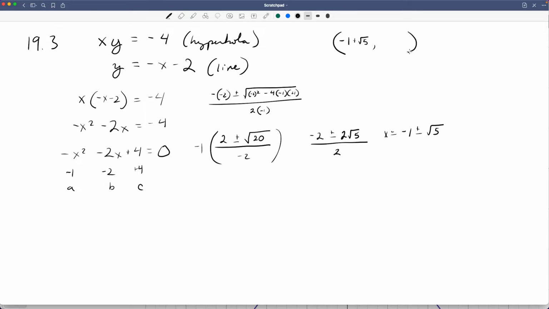All right, so the first value of x is negative 1 plus the square root of 5. And the second is negative 1 minus the square root of 5. And then we'll find our y's for both of those. And I'm just going to use this right here, y is equal to negative x minus 2, in order to find that. So y is equal to, let's use the positive first. So that would be negative, and then that would be negative 1 plus the square root of 5, minus 2. So negative times a negative 1 is a positive 1, and a negative times this would be a negative square root of 5 minus 2. So that would be negative 1 minus the square root of 5.